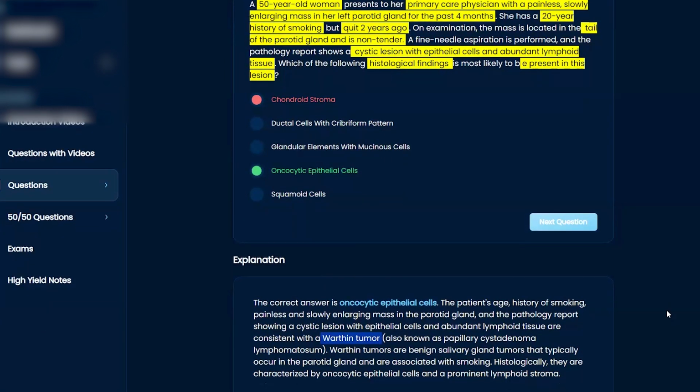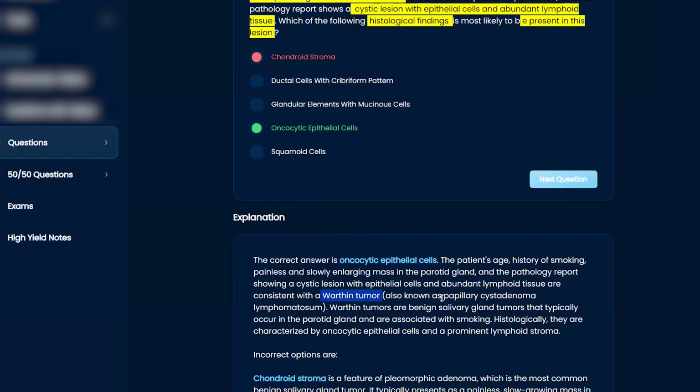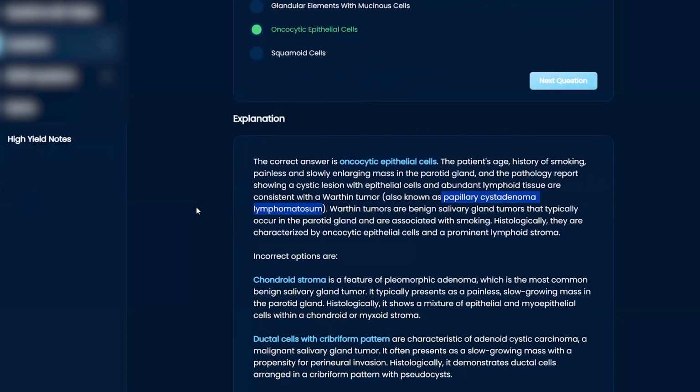Okay, Warthin's tumor usually, right? This is an ENT question, right? Papillary cystadenoma lymphomatosum is the real name of it. Warthin is probably named for Dr. Warthin, who figured it out. They're associated with smoking, and they have a prominent lymphoid stroma, but they have oncocytic epithelial cells. So you're going to see papillary or finger-like projections with cystadenoma and then lymphoid tissue. So that fits all of Warthin's, right?